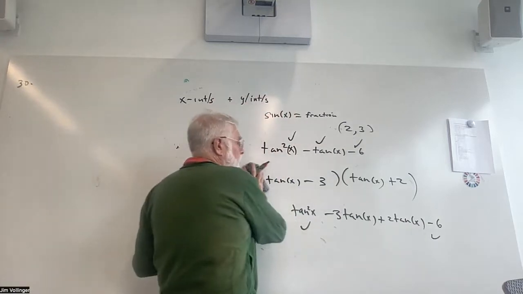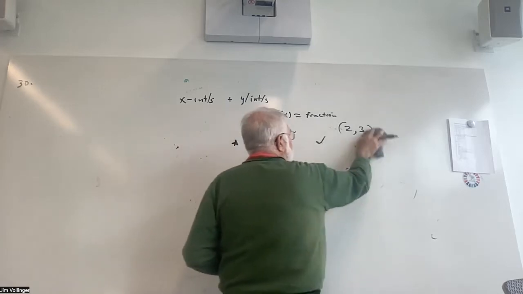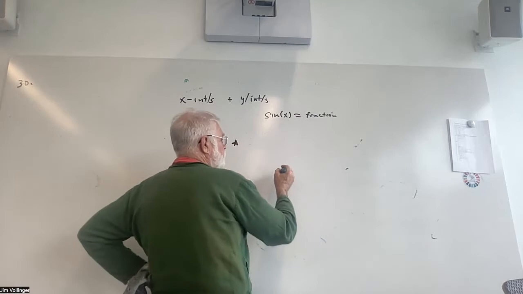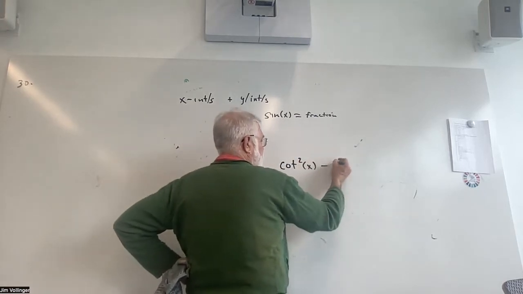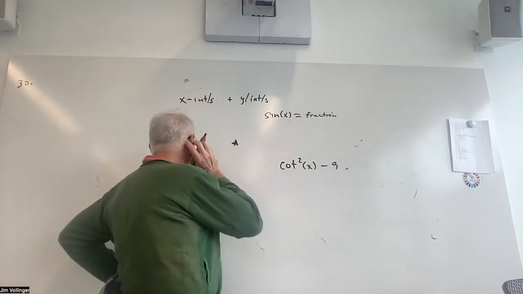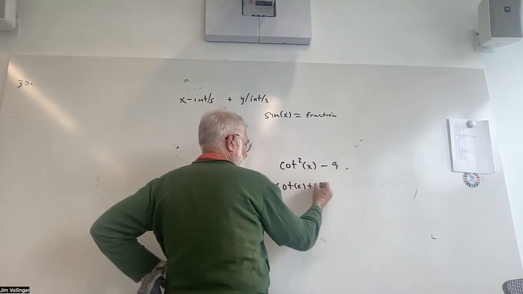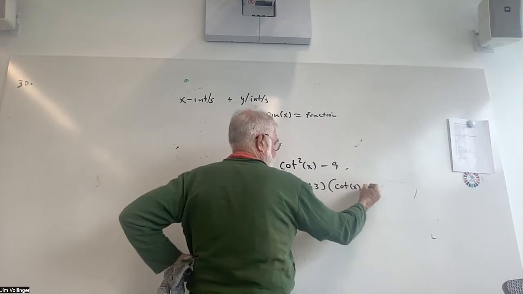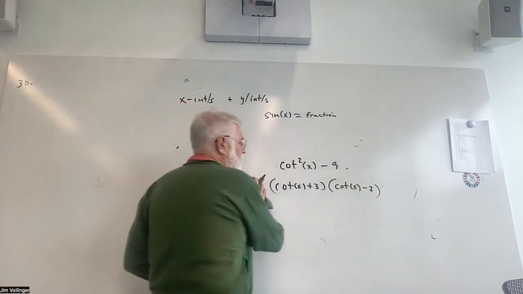What's another one? Let's try cotangent squared x minus 9. Pause the video, you try it. I hope you're starting to see cotangent x plus 3 times cotangent x minus 3. I'm hoping you're seeing that. Can I think of another one?